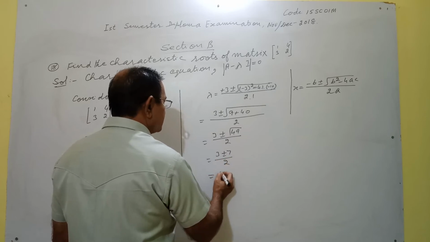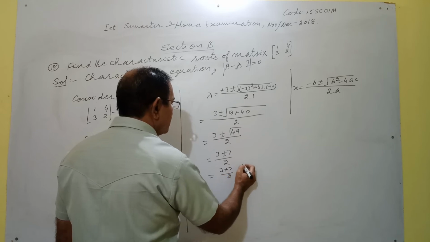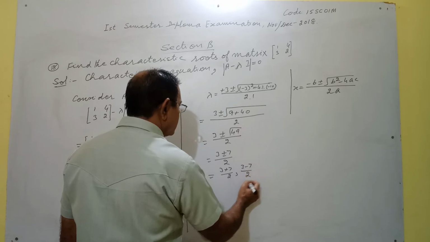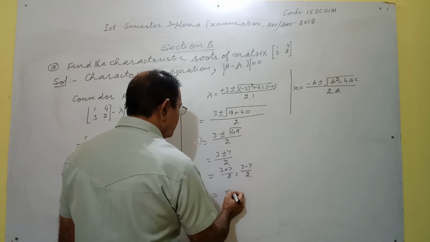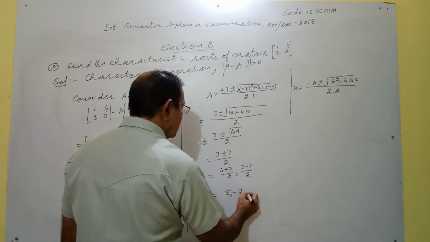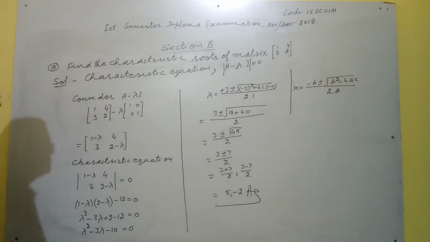So taking positive sign, 3 plus 7 by 2. Taking negative sign, 3 minus 7 by 2. Thus it will be 5 and minus 2. So these are the characteristic roots of this equation.